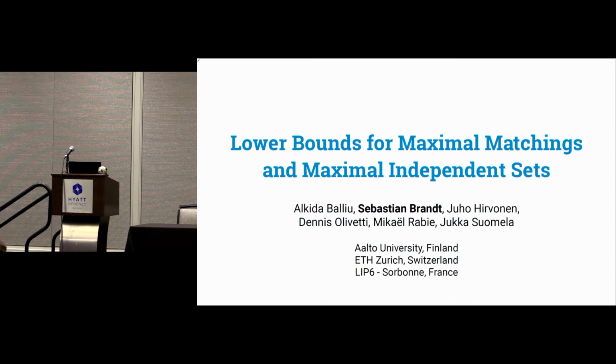So the first winner of the Best Paper is Lower Bounds for Maximal Matchings and Maximal Independent Sets by Alkida Balliu, Sebastian Brandt, Juho Hirvonen, Dennis Olivetti, Mikaël Rabie, and Jukka Suomela, I don't know. And Sebastian will speak. Thanks very much.